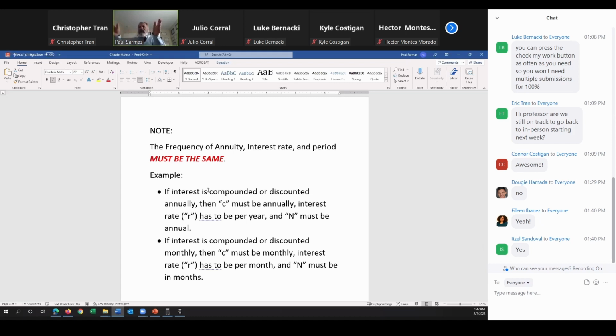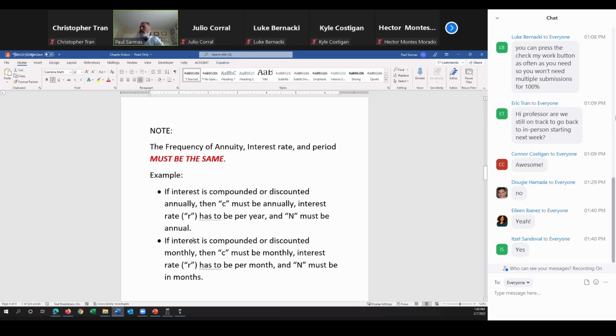You cannot say $100 a year for 5 years at 10% compounded monthly. The formula is not going to work. You have to make adjustments, and I will show you the adjustments you have to make. But for now, you read the problem, ask yourself, what is my annuity? It's per year. What is my interest rate? Per year. What is my period? Year. You're all set. They're all the same. Use the formula, use the calculator function. You will not have any difficulty.